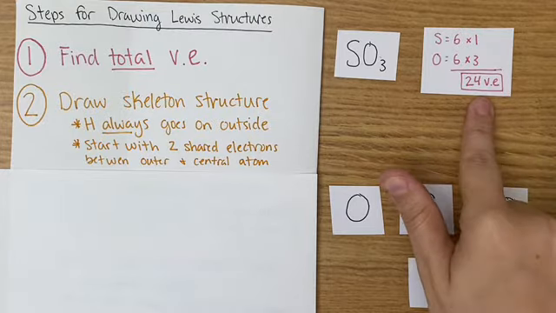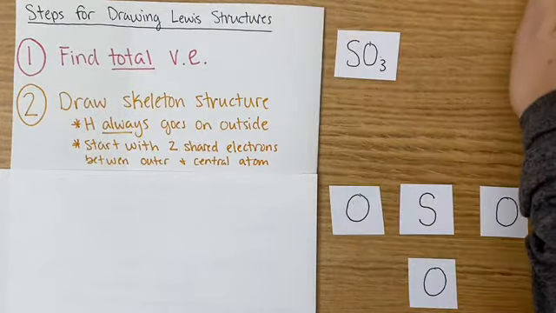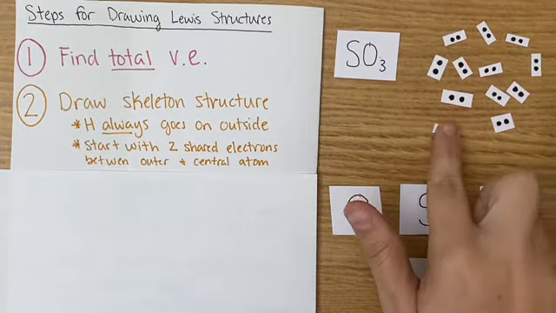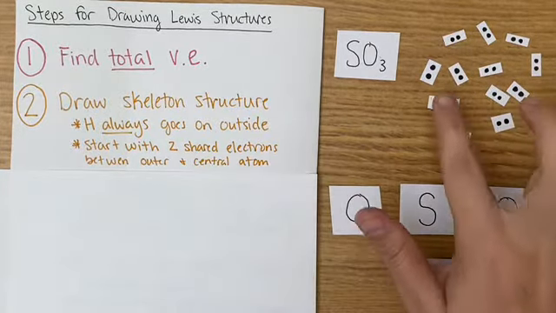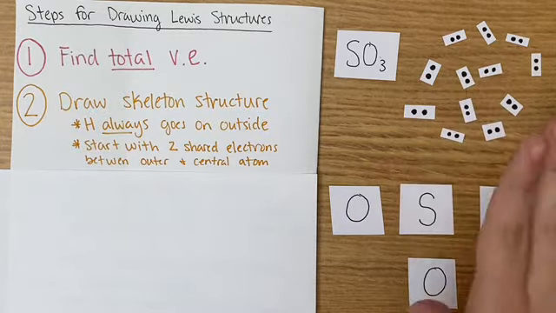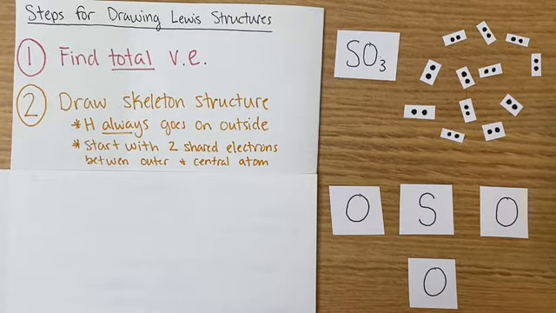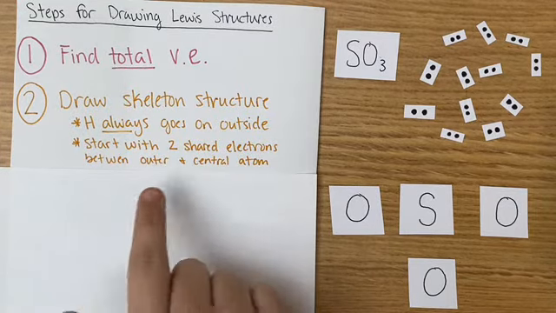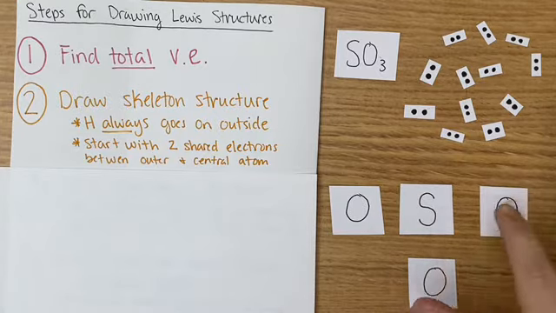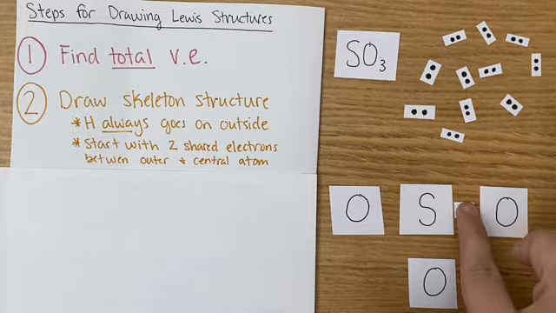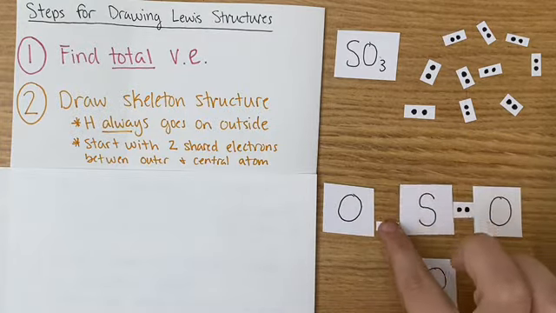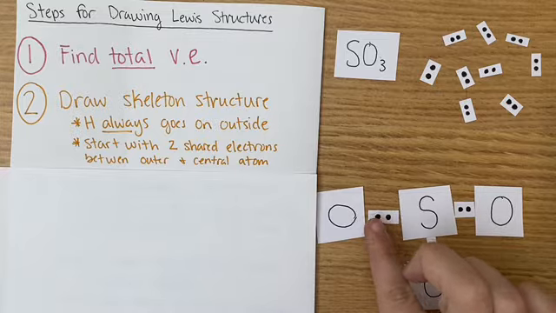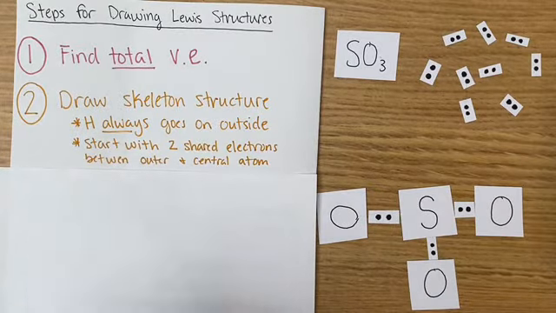Remember that we have 24 valence electrons, so I'm going to pull those over here. These are all the electrons that we have that we can use in this structure. What you'll see is that instead of 24 lonely electrons, I actually split them up into 12 pairs of electrons. That's because in our Lewis structures, our electrons are always going to be in pairs. To finish off our skeleton structure, we're going to start off with 2 shared electrons between the outer atoms and the central atom. So between this sulfur and this oxygen, we need to have 2 shared electrons. And between this one, and between this one. So you can see that would be our finished skeleton structure for step 2.